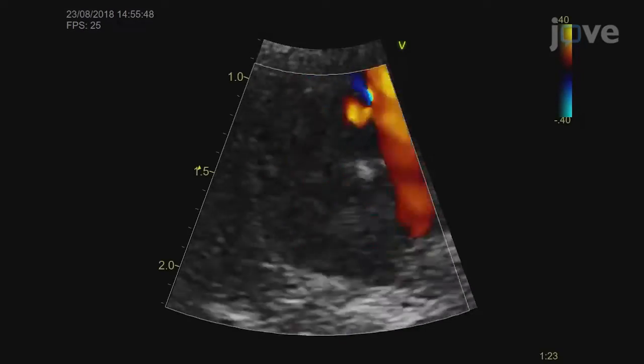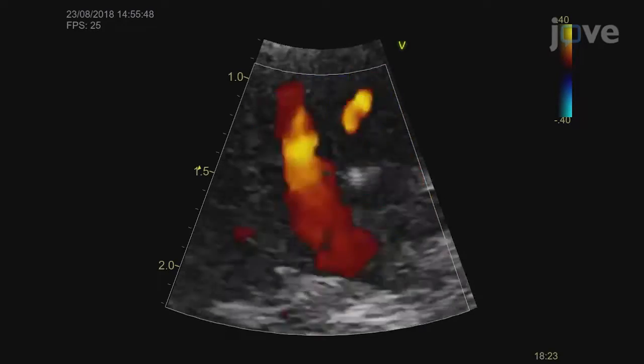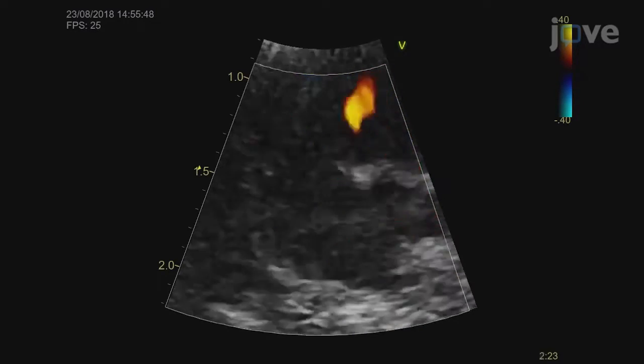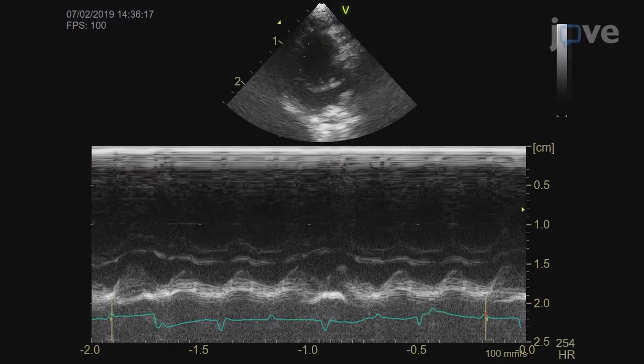Focusing on the right cardiac chambers, record a 2D loop with color Doppler imaging at the tricuspid valve and the right atrium. Then, obtain a spectral pulsed tissue Doppler image at the tricuspid annulus, and place the 2D cursor at the tricuspid lateral annulus to record an M-mode image of the tricuspid annular plane systolic excursion.